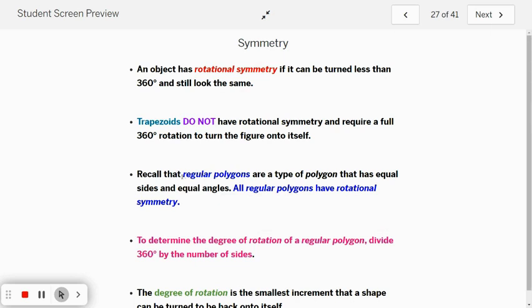Third bullet here, regular polygons have equal sides and equal angles. So anytime you stick that word regular in front of a polygon, so regular triangle, regular quadrilateral, regular hexagon, it's telling you that now they have all the same sides and all the same angles. And regular polygons are the ones that have rotational symmetry.